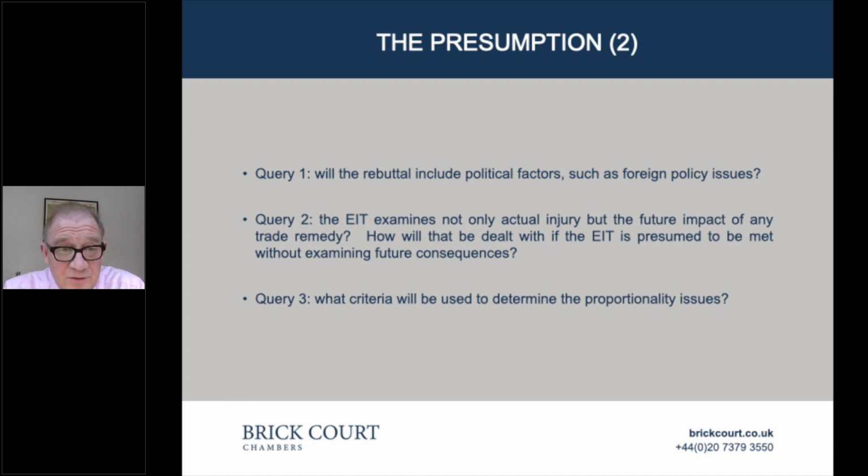So the queries that I've set out there are, will the rebuttal, in terms of rebutting the presumption, include political factors such as foreign policy issues? And as I've set out already, the difference between actual and future impact of the trade remedy, and what criteria, as I've said, will be used to determine the proportionality issues. Are they going to be the same as would apply for an EIT to be established or to be met, or will they be different?